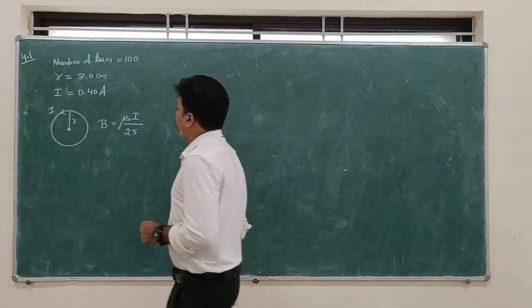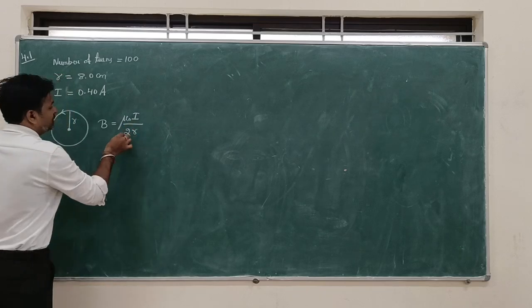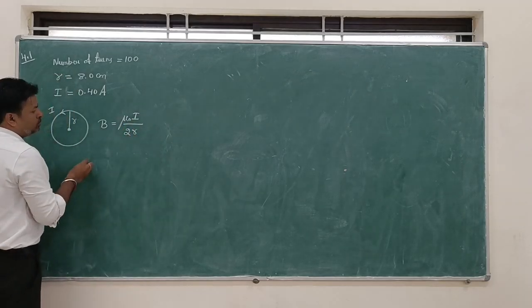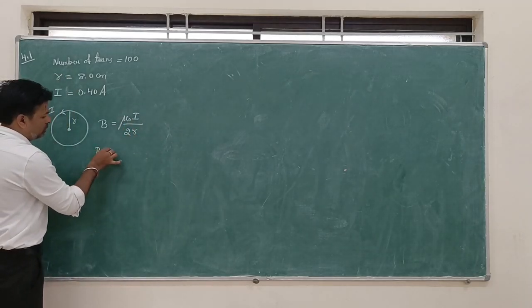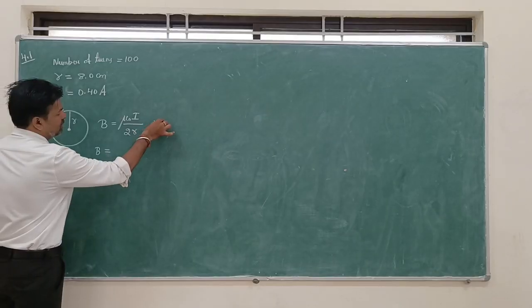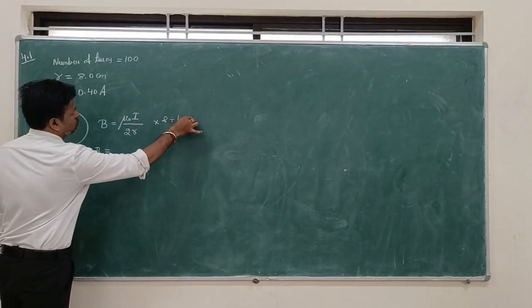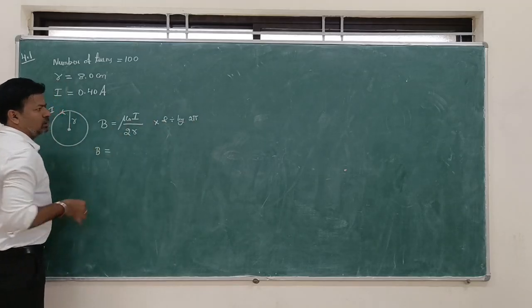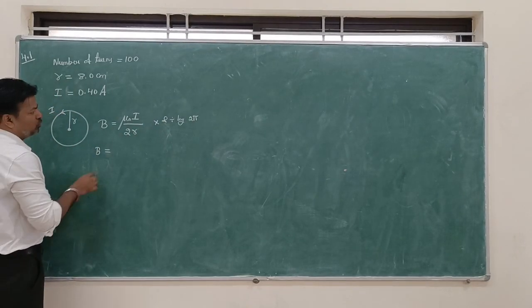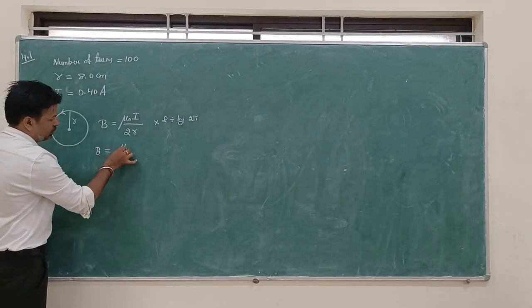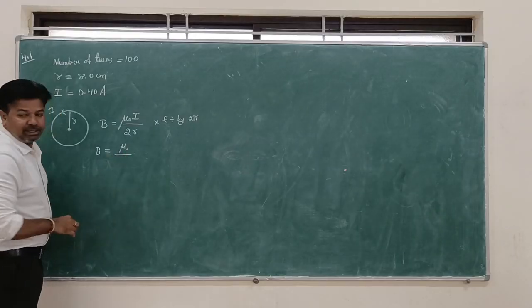What is the value of mu? We can convert this expression into B is equal to mu naught I divided by 2R, multiplying and dividing by 2 pi.